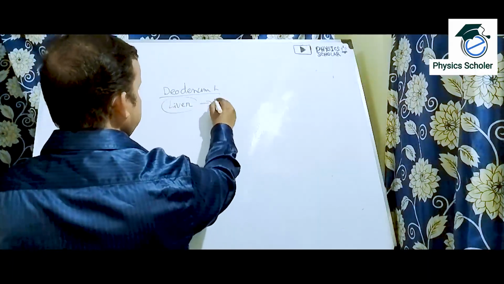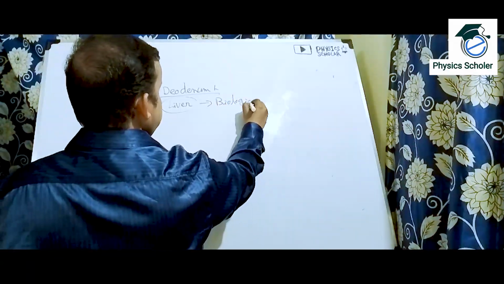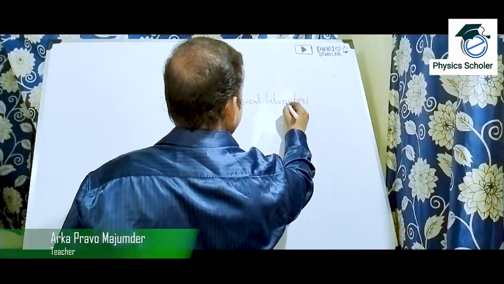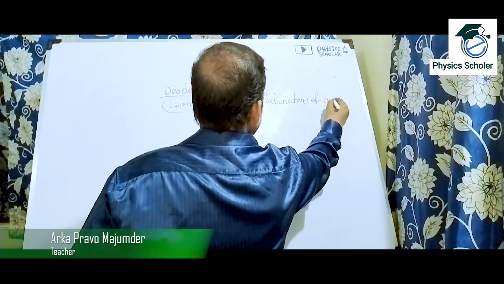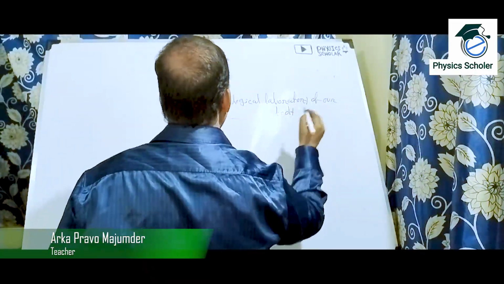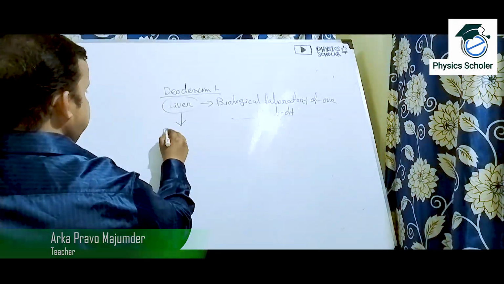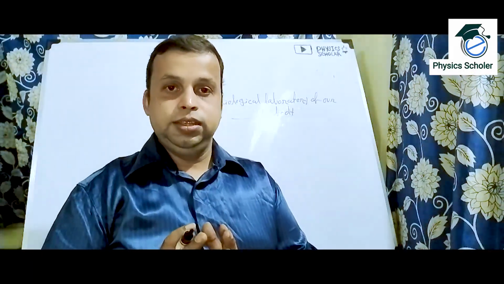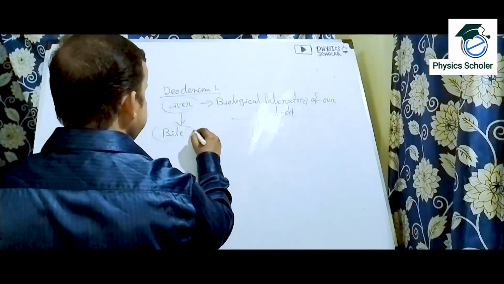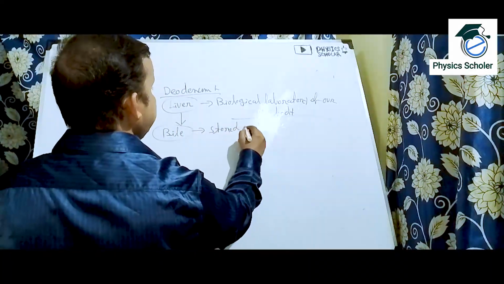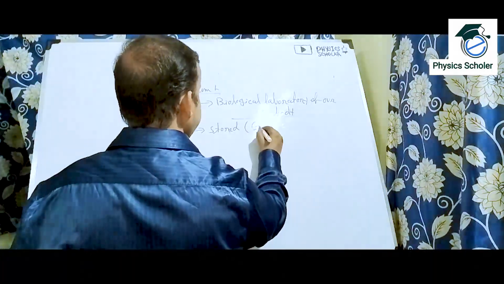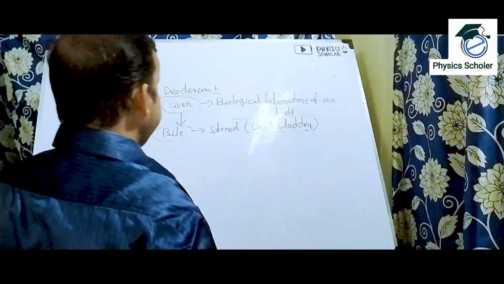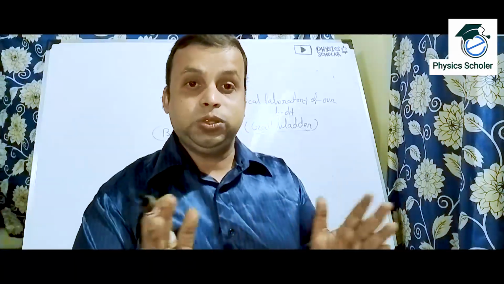Now the first gland is the liver. The liver is also known as the biological laboratory of our body. The liver will secrete bile, and that bile will be temporarily stored in the gallbladder. So the liver will secrete bile and the bile will be temporarily stored inside the gallbladder.